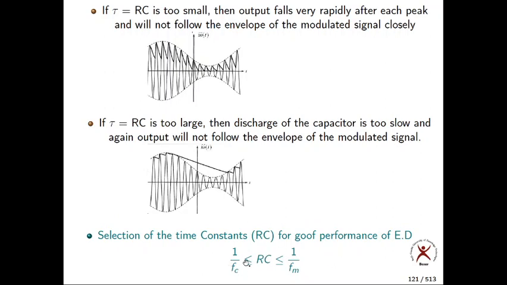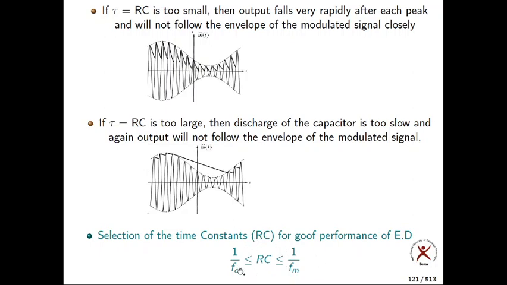So RC must be between 1 by FC and 1 by FM for good or better performance of the ED. So you have to choose RC very carefully. How should it be? It should be between 1 by FC and 1 by FM. What is FC? Carrier frequency. What is FM? Message frequency.